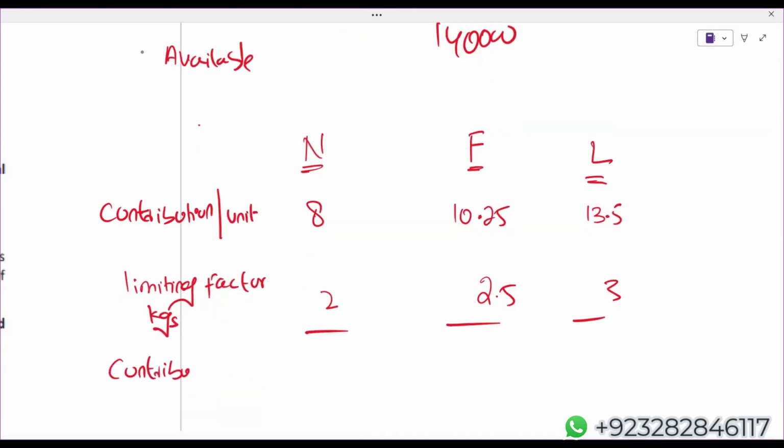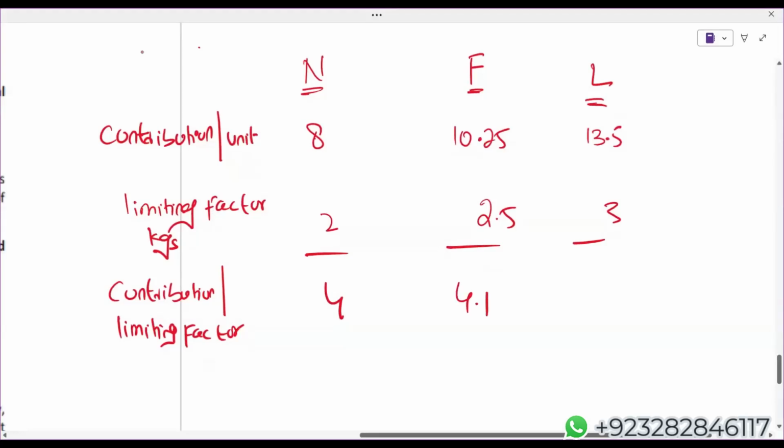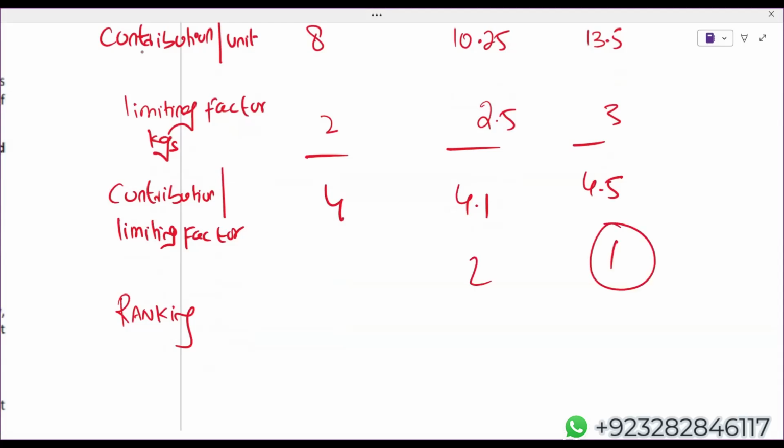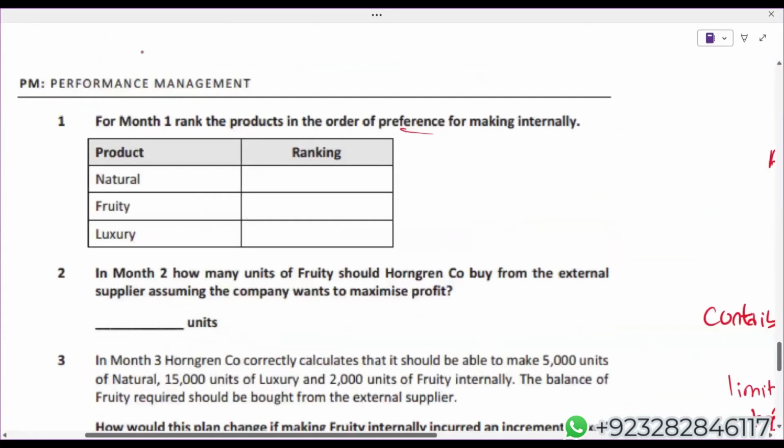Contribution per limiting factor. Natural: 8 divided by 2 gives 4. Fruity: 10.25 divided by 2.5, that gives me 4.1. Luxury: 13.5 divided by 3, 4.5. So we are having a highest contribution per limiting factor that we have to produce first. Ranking 1, 2, and 3. Simple. Good.